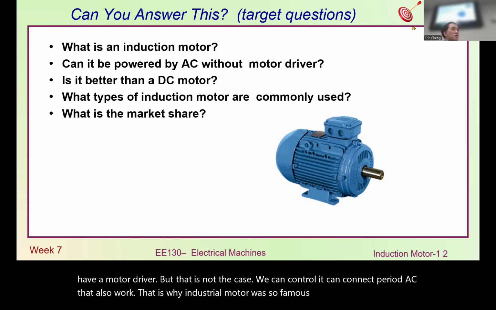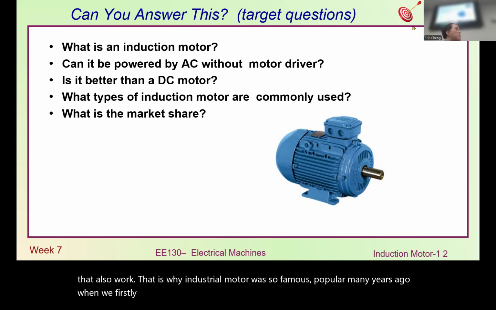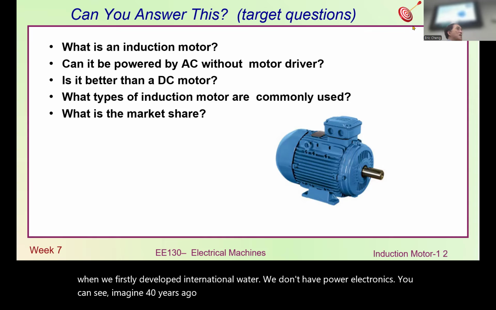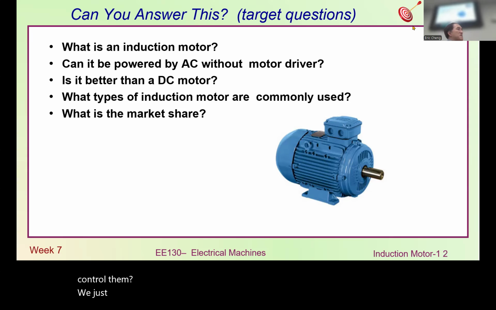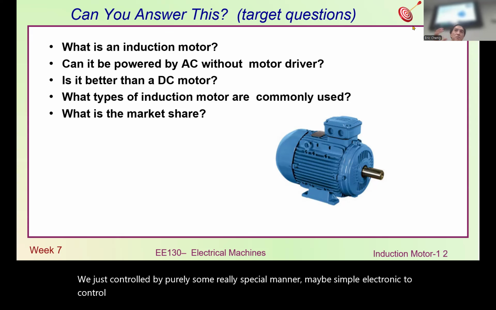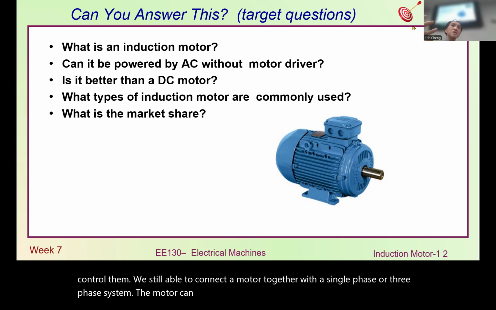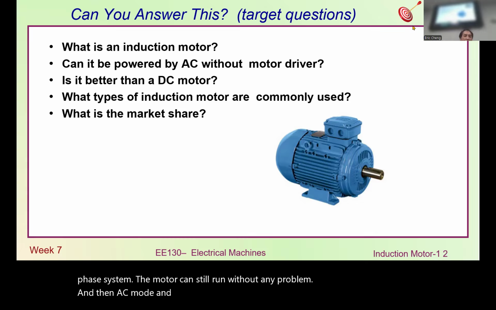Many years ago, when we first developed the induction motor, we didn't have power electronics. Imagine 40 years ago, when we didn't have power electronics, how did we control them? We controlled them in some really special manner, maybe with simple electronics. We were still able to connect a motor to a single-phase or three-phase system, and the motor could still run without any problem. And then, AC motor and DC motor, which one is better?